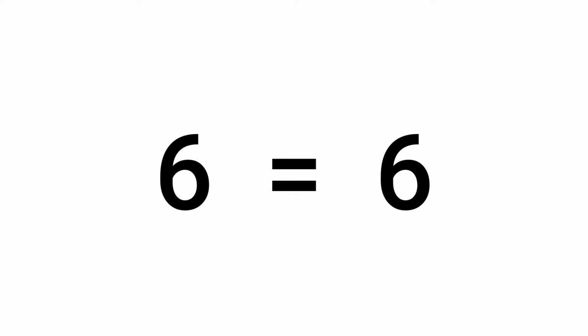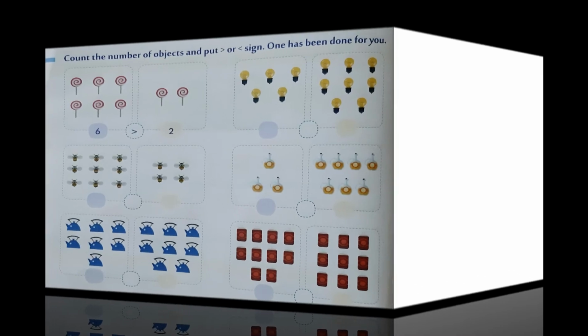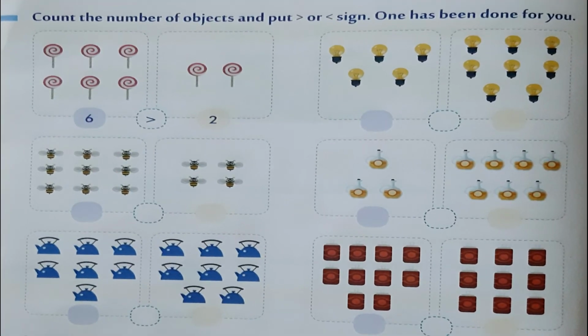Now let us do the textbook exercises. All of you open page number 24 in your textbook. Read the heading, children. Count the number of objects and put greater or lesser sign. One has been done for you. See the first picture, children. Here there are two groups of lollipops. In the first group, how many lollipops are there? 6 lollipops are there. And in the second group, there are 2 lollipops.